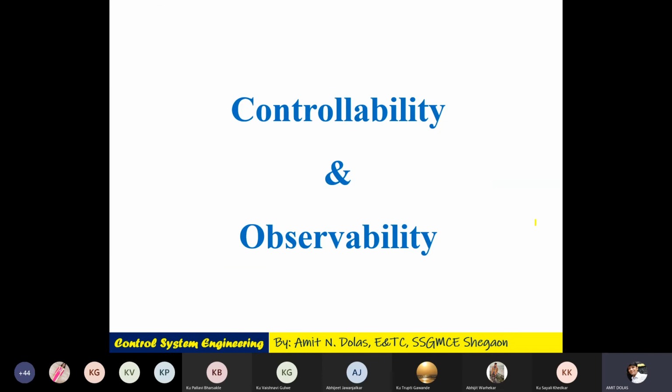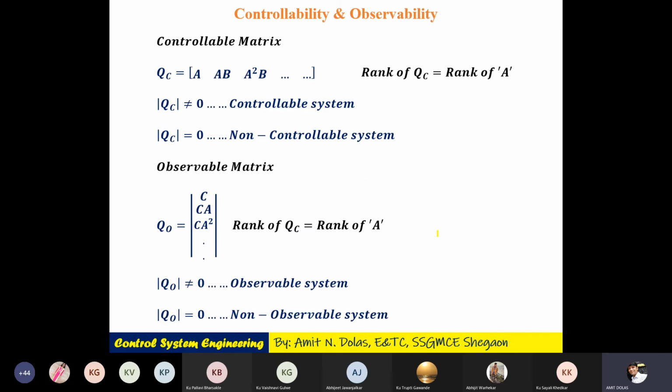And the last point is controllability and observability. Now, this will be the last point of the PPT. If a system is given, can we control that system or not? Can we observe it or not? That can be solved by this method.